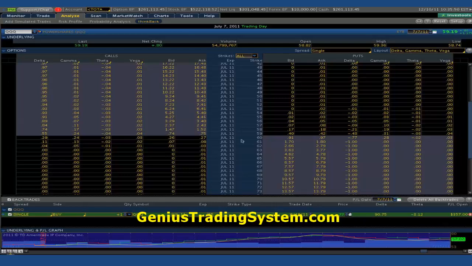However, on a percentage basis, since our original price was only 77 cents, that represents a much higher percentage gain than the one that we purchased in the money.